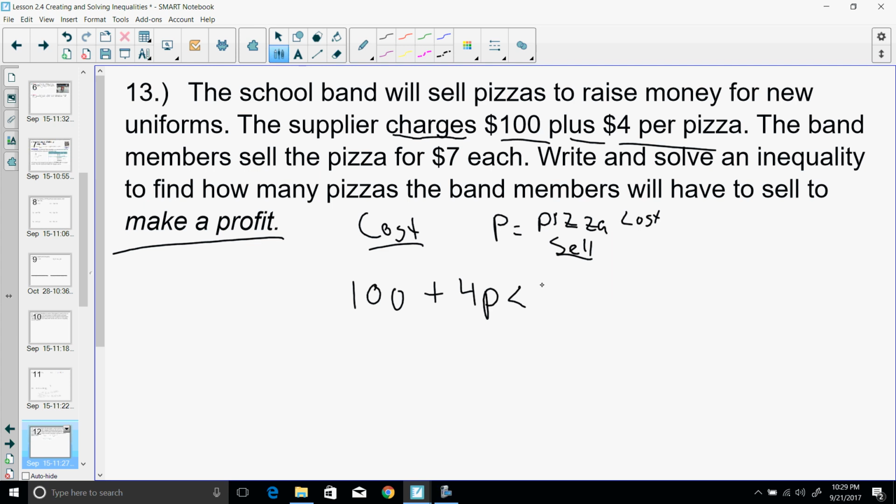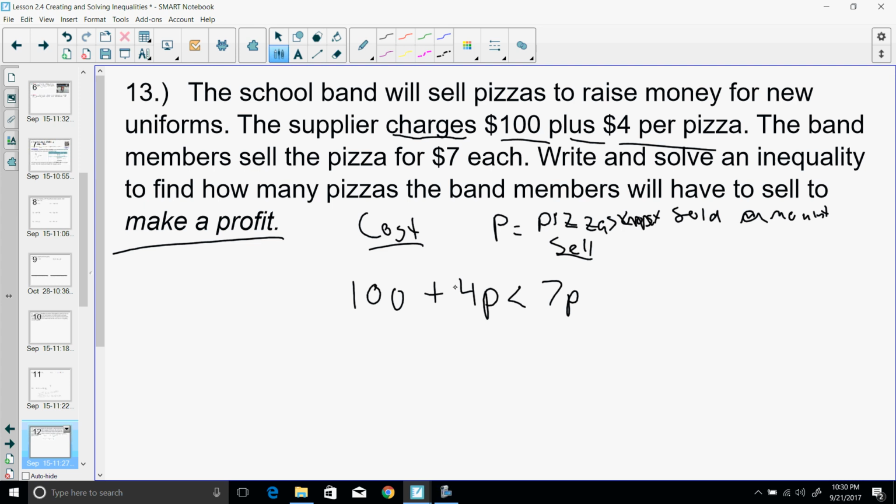And what are we doing? Well, we're selling pizzas, right? And we get $7 for every pizza we sell. And so now we have to solve this inequality and find out how many pizzas we have to sell. Actually, this variable is not pizza cost. It's pizzas sold. So like an amount. Pizzas sold, say an amount.